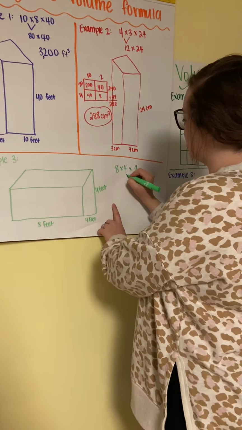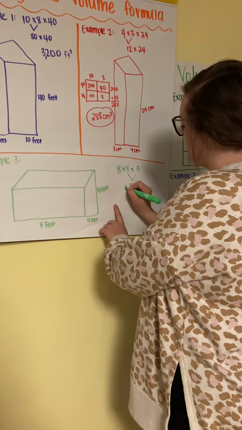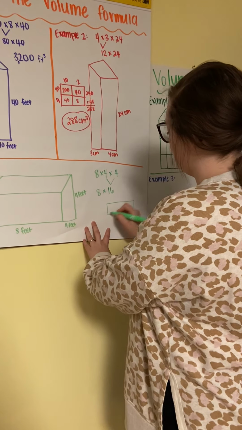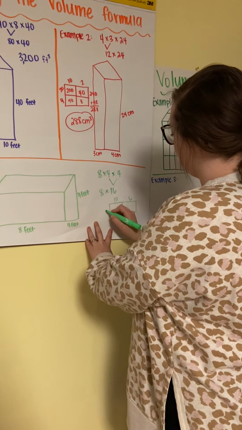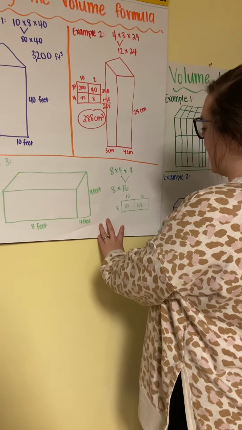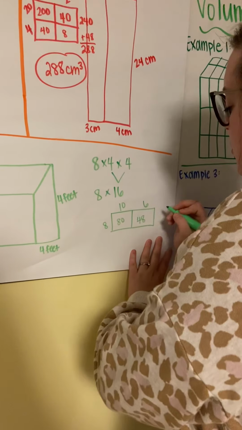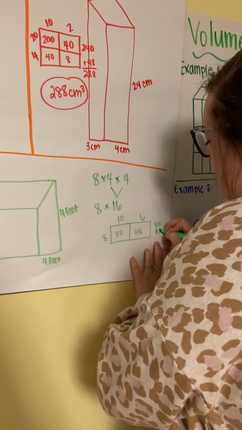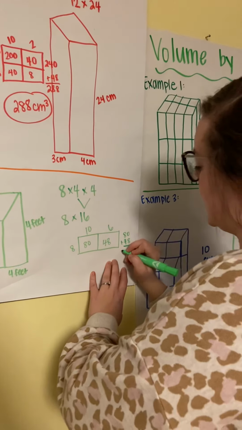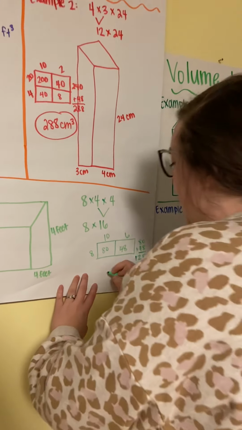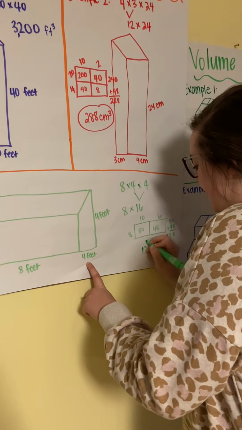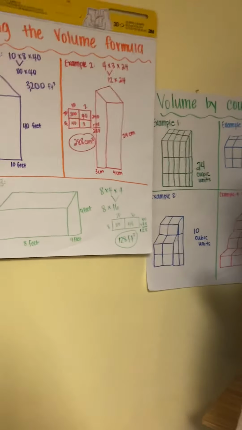I know that 4 times 4 is 16. Then I'll do 8 times 16 using a box. 8 times 10 is 80. 8 times 6 is 48. I'm going to pull that over here to add together. 8 plus 0 is 8. 8 plus 4 is 12. So I have a volume of 128 feet cubed.